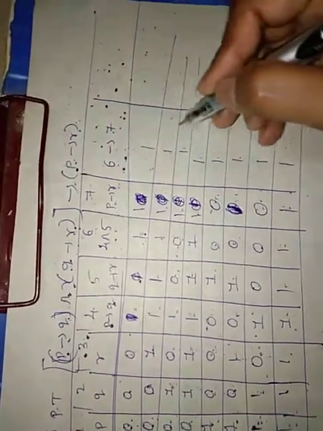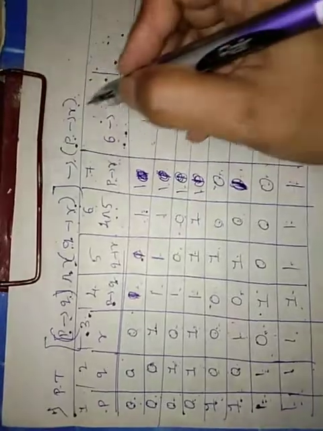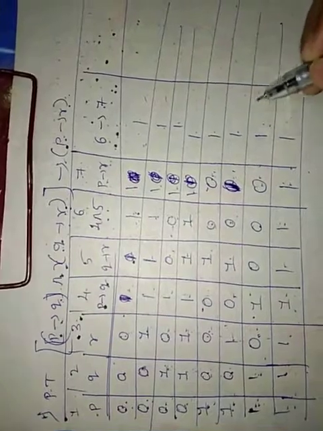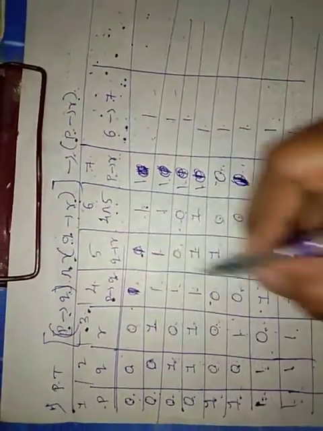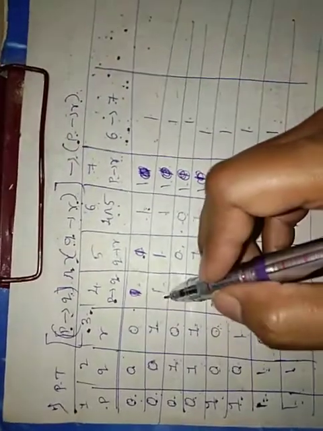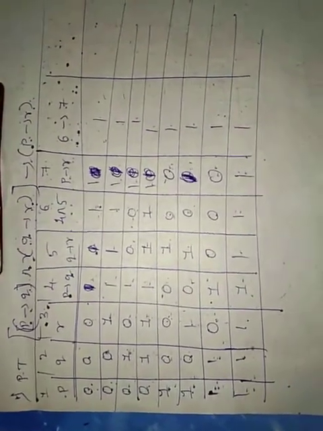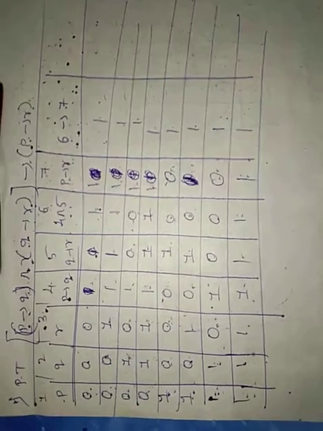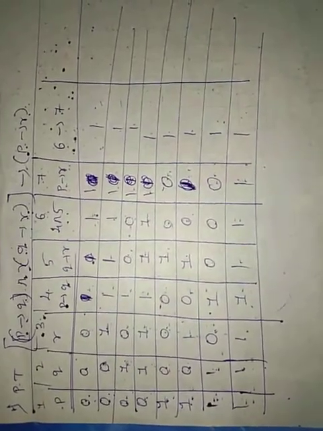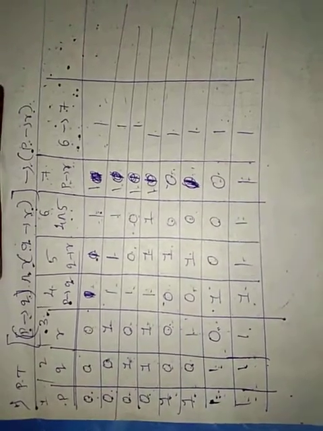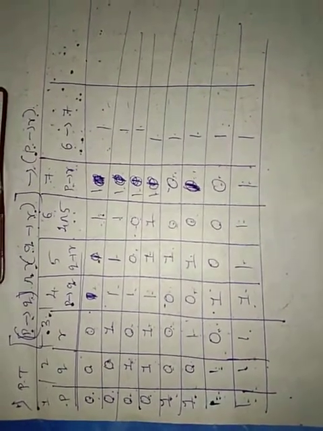See here, all the truth values of this compound proposition are true: true, true, true, true, true, true, true, true. So the compound proposition is true for all possible truth values of the components. Then it is called a tautology. Tautology means a compound proposition which is true for all possible truth values of the components.